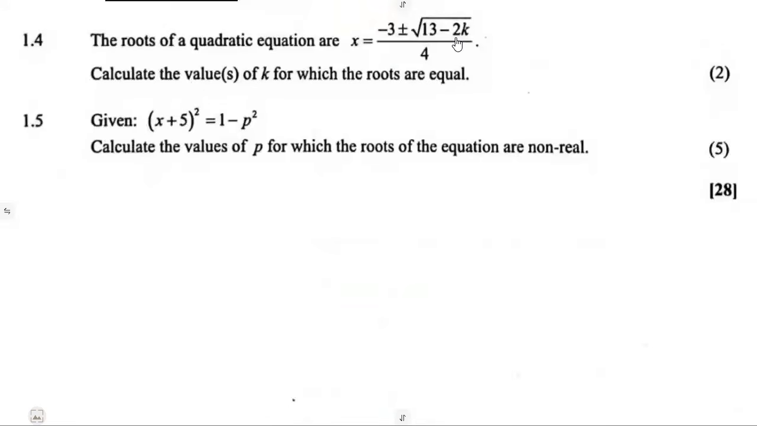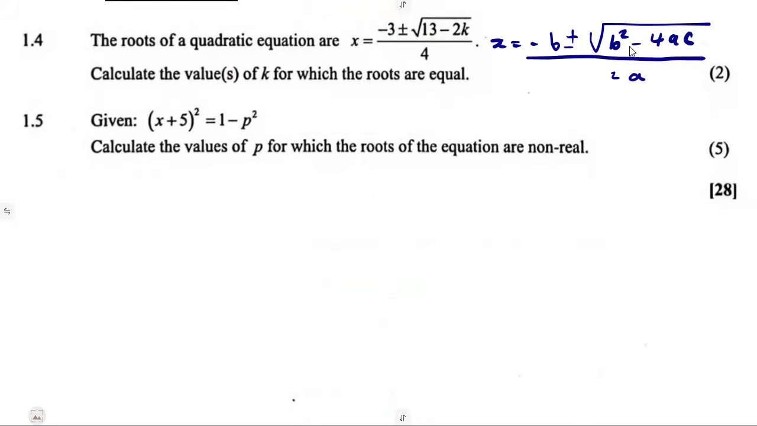Let us consider the next question. As you were solving the quadratic equation, this is the stage where you remember your quadratic formula, x equals minus b plus or minus the square root of b squared minus 4ac. You were solving, then you substituted. This is what we got. Then they're saying calculate the value or values of k for which the roots are equal. If we are talking of equal roots, we understand from the delta, remember your delta or your discriminant, the b squared minus 4ac.